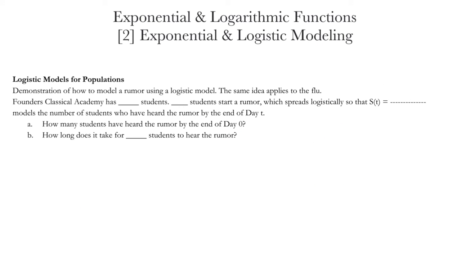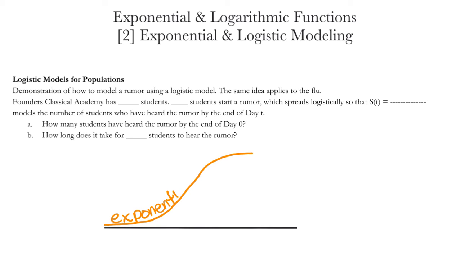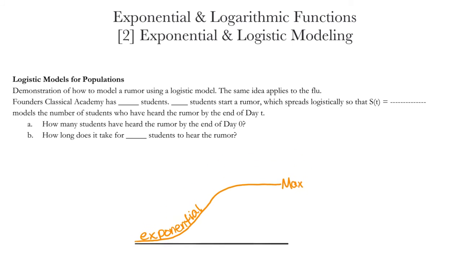The last example I have for you is about how to model a rumor using a logistic model. The logistic model itself is kind of nasty, but the idea is fairly simple. A population, rumor, or virus spreads exponentially at first, but then levels off eventually because there's a maximum sustainable population. There's a limit to the growth. Let's work through this example.